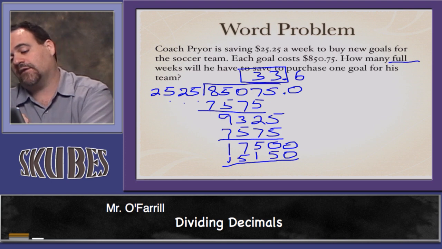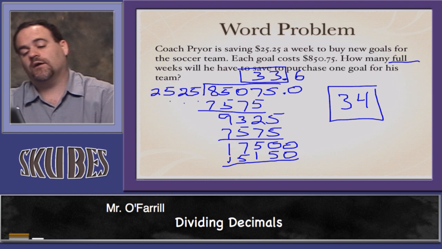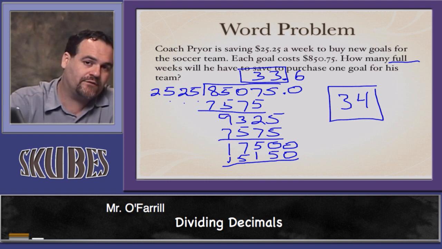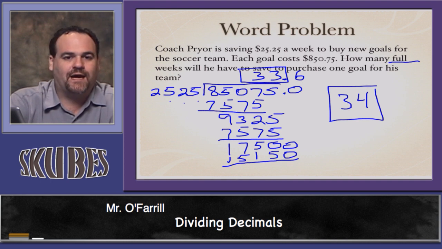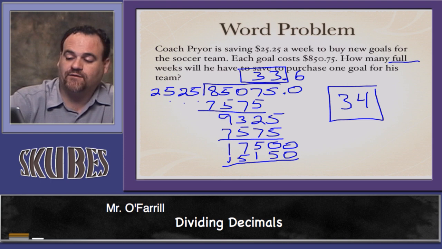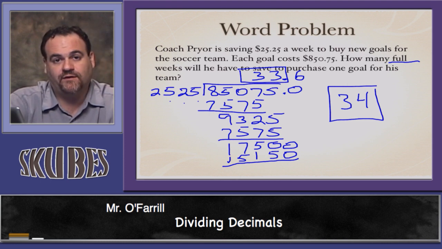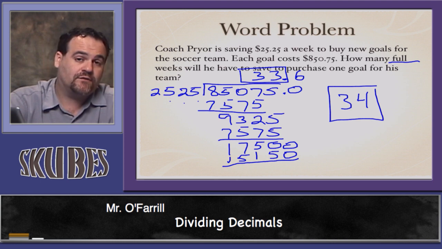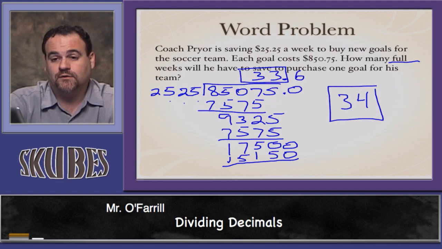So the easiest way to look at it, how many full weeks? Well, he's going to have to work 34 weeks. He'll have a little money left over, which I'm really happy with him about. But 34 weeks is all he needs in order to save up enough to get that goal that costs $850.75. And I hope you found this series of problems helpful when it comes to dividing decimals.